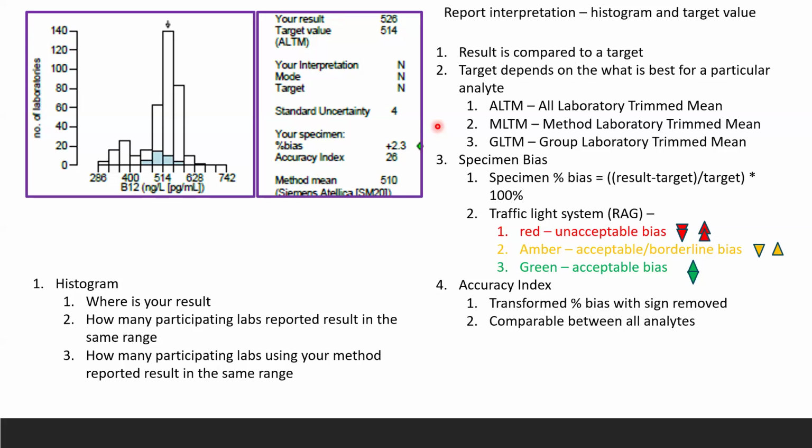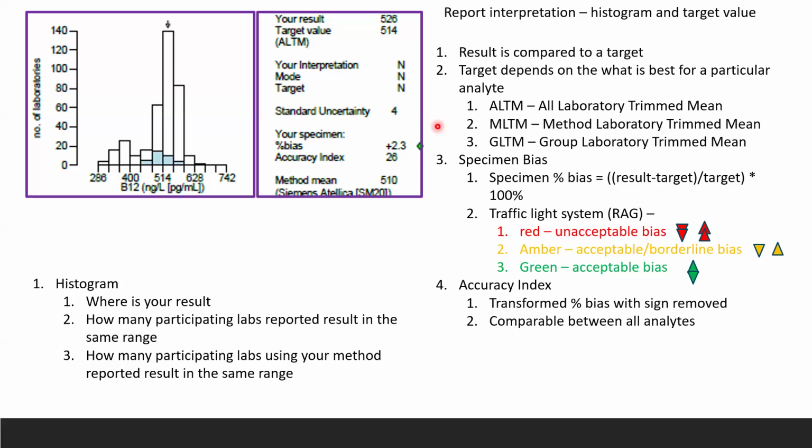MLTM, or method laboratory trimmed mean, is a statistically trimmed mean of all the results provided by all participants using the same method principle. For example, for a creatinine assay, it would be all users of the enzymatic method versus all users of the Jaffe method. And then the group laboratory trimmed mean is similar to MLTM, but includes results from laboratories using related methods within predefined groups.